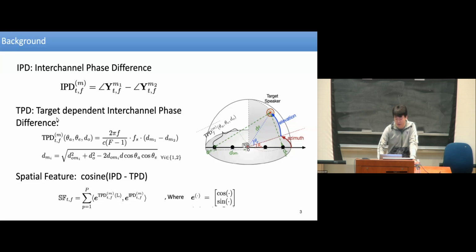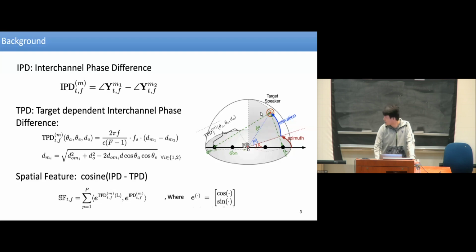Because we do this in the STFT domain, T and F are the time index and the frequency index, so it's something for each TF bin, and we do the same thing for each TF bin. The TPD is called the target dependent channel phase difference. The key point here is target dependent. That means when you have the position of your target speaker, by position I mean the azimuth, the elevation, and the depth, from some geometry calculation we can then calculate the phase difference for all the audio coming from that position.